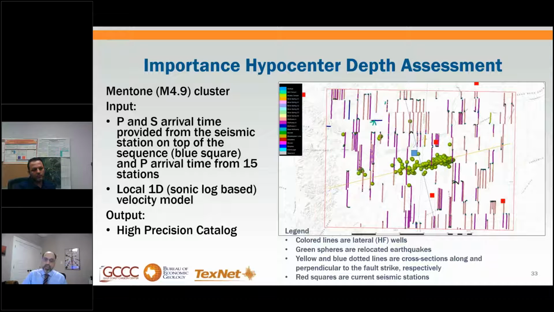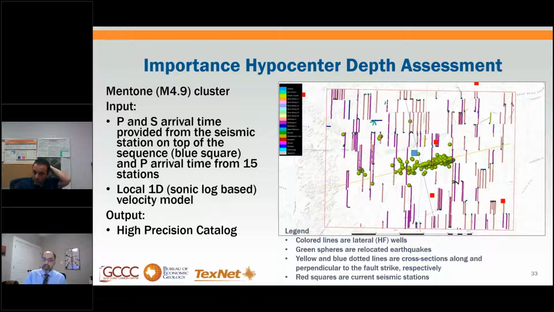This is an example for the magnitude 4.9 Mentone earthquake that occurred back in 2020 here in West Texas. We used a local array and a local velocity model from this area, and we managed to have a high-precision catalog. What you see here on this map, with the green spheres, are the relocated earthquakes.